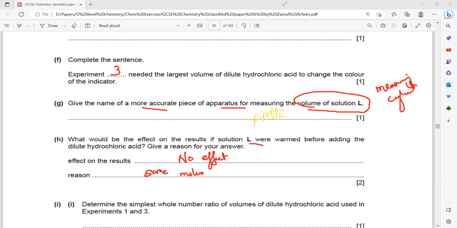Sir, if we increase the concentration of the reactant, the result will be different. Yeah, if you increase the reactant concentration, the result will be different. You need a greater volume, greater amount for a complete reaction.